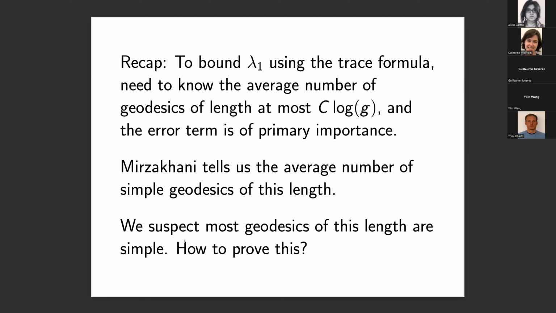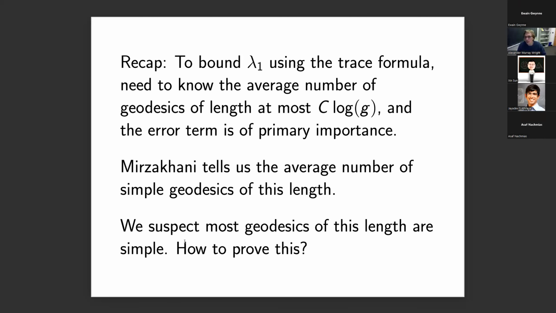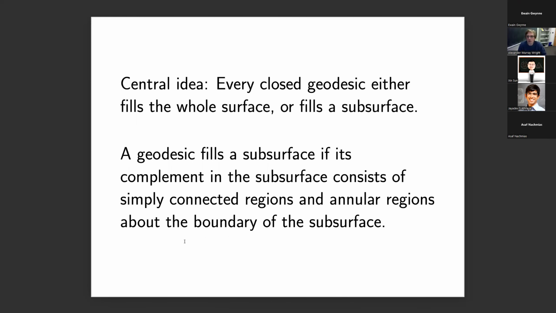And how do you prove this? Especially, how do you prove this with a very good error term? And so really the central idea that's already present in Mirzakhani-Petri, and of course goes back further than that, is that every closed geodesic is either simple or we say it fills a subsurface. And so a geodesic fills a subsurface if its complement in the subsurface consists of simply connected regions and annular regions about the boundary. So it's sort of like color by number.